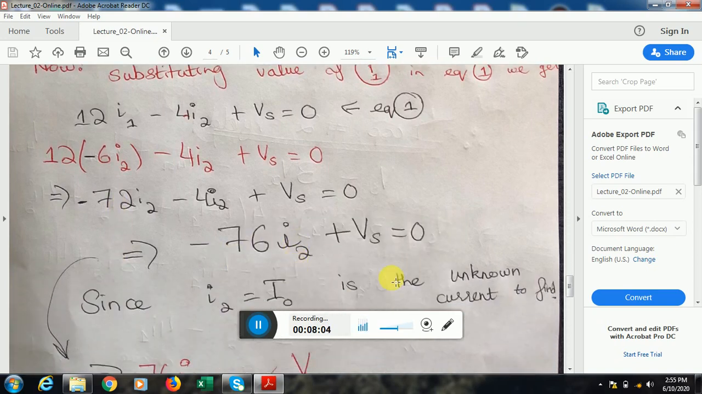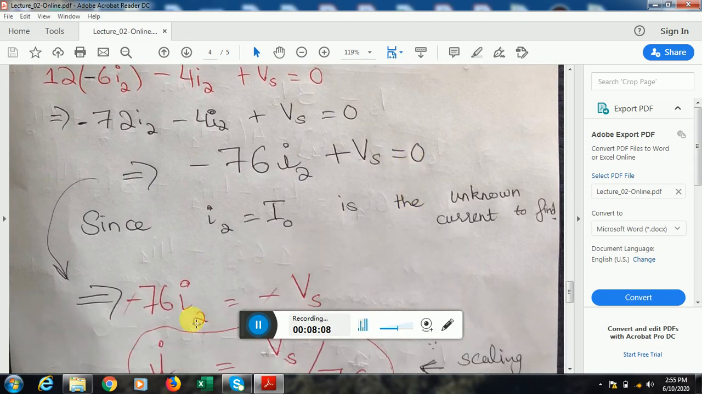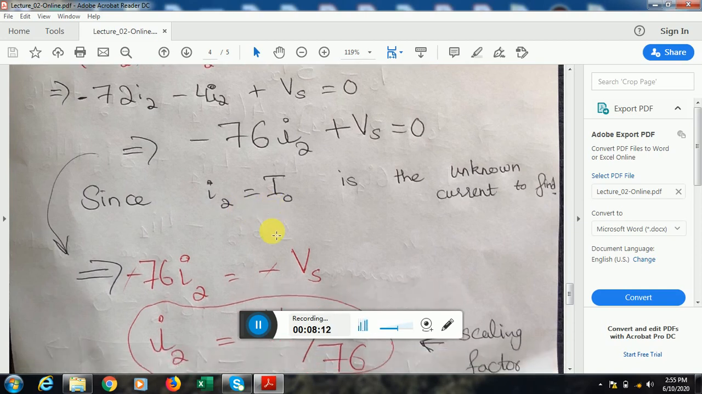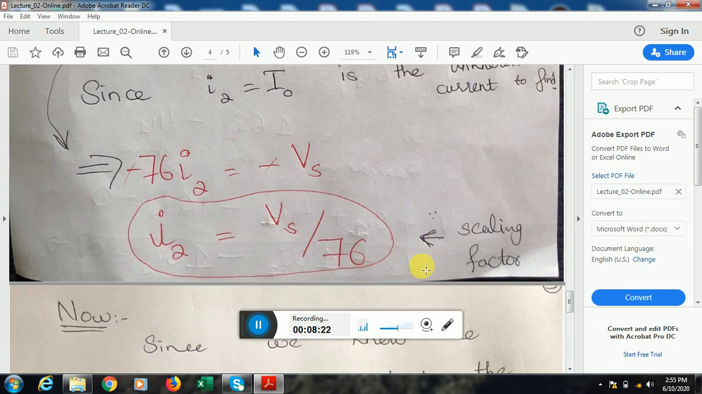Taking Vs to the other side of the equality, I do minus minus. I told you I2 is equal to I0, which is actually the unknown or the output current. Now what I get is I2 is equal to 1 over 76 into Vs, or you can say Vs by 76. This is the scaling factor that I required, because now this shows the relationship of Vs, the input or the cause, to the output. Output is I2, I0, and this is what I require.